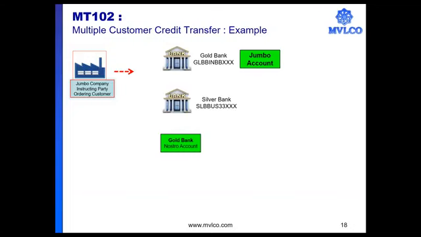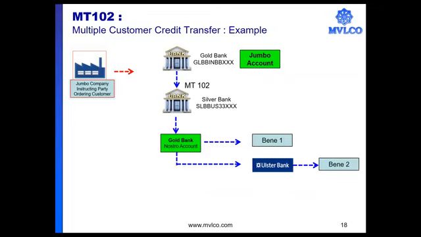Now when the message process starts, the Jumbo company is instructing Gold Bank to make multiple payments to its vendors. Beneficiary 1 is a vendor of Jumbo. Beneficiary 2 could be a vendor of Jumbo. Beneficiary 3 could also be a vendor of Jumbo. So when this message is created by Jumbo, it is sent to Gold Bank. When Gold Bank receives this message, Gold Bank would debit Jumbo's account, because Jumbo's account is only at Gold, and forward an MT102 message to Silver Bank that out of Gold Bank's account with Silver Bank, make multiple payments.